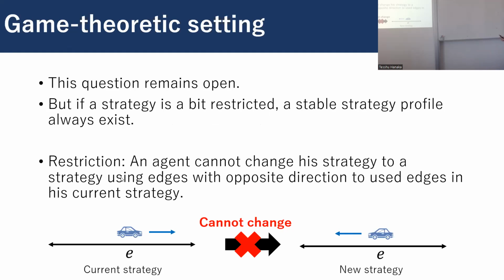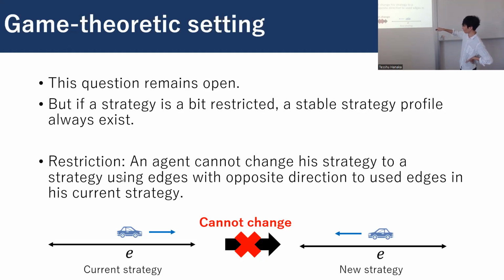This question remains open, but if we suppose some assumption or restriction, then a stable strategy profile always exists, we showed. So the restriction is like this. An agent cannot change his strategy to a strategy using edges with opposite direction to used edges in his current strategy. So if we restrict the strategies agents can choose, then we can show the existence of a stable solution.